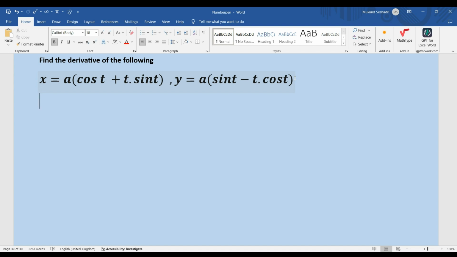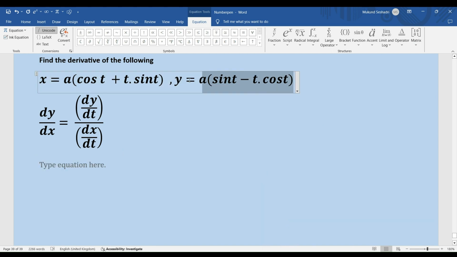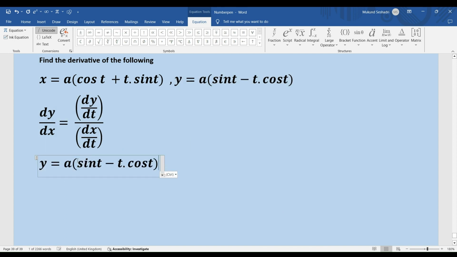So our step one towards solving this problem would be to write down the formula for dy by dx. And in these problems, our dy by dx is nothing but dy by dt divided by dx by dt. So we have our y in terms of t, we have our x in terms of t. So I don't think we have a challenge here in terms of figuring out what our dy by dx is. So let's write down what our y is first. My y equals a times sine t minus t cos t.